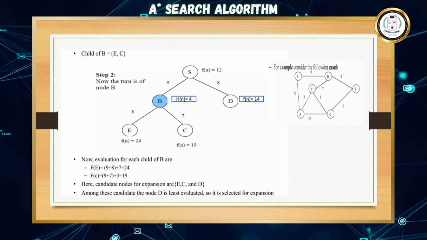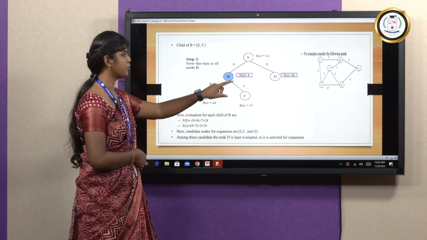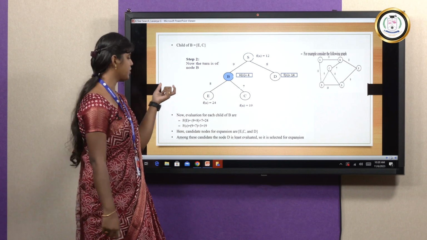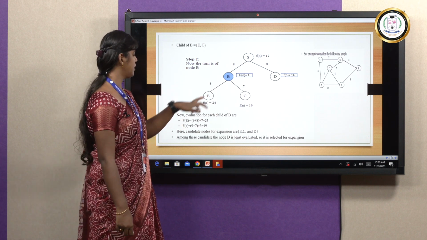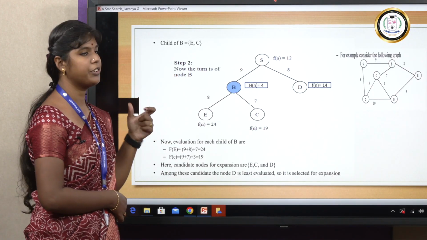See, the same question for B: I need to proceed to two nodes, one is C and one is E. For these two nodes, it goes the same way. You have to calculate the formula, f of n is equal to g of n plus h of n. First, g of n is the value from the starting node to the ending node, which you need to calculate.